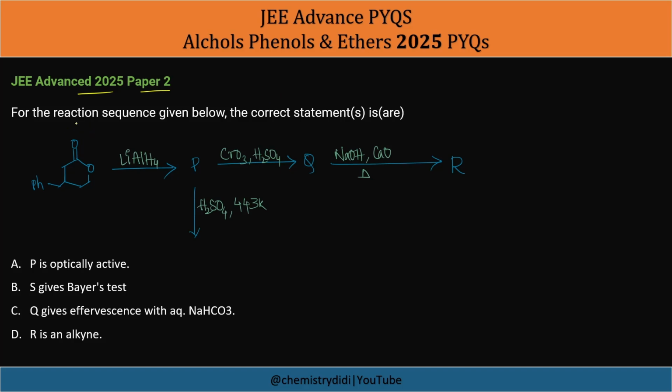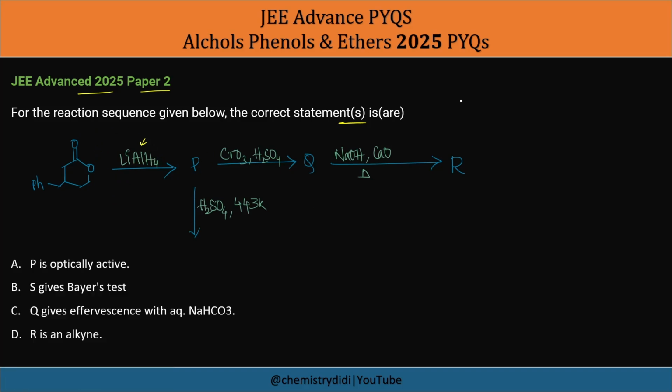Okay. Here, for the reaction sequence given below, correct statements is or are. This is a multiple select question, so more than one correct option is possible. Here they have given this compound, and basically what is this? This is a cyclic ester, right? Cyclic esters are also called lactones. So they are treating this with lithium aluminum hydride, which is a strong reducing agent. It will reduce this ester group to alcohols, right?